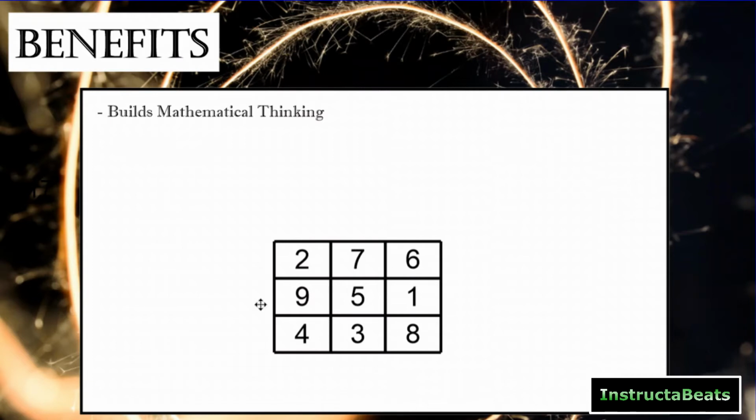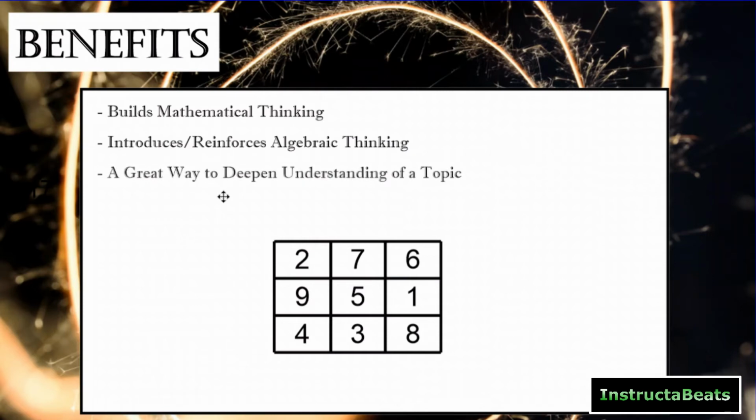So here's our typical magic square. It's the exact same 3 by 3 one we just looked at. You can introduce and reinforce algebraic thinking as you work on these magic squares. It's a great way to deepen an understanding of a topic, and it promotes flexible thinking. All right, so what do you mean, right? I have all these numbers. I know they all equal to 15.